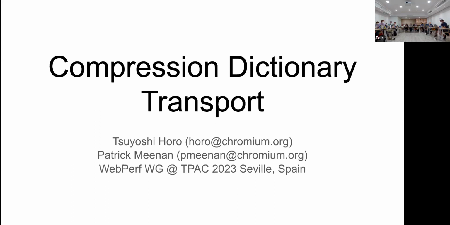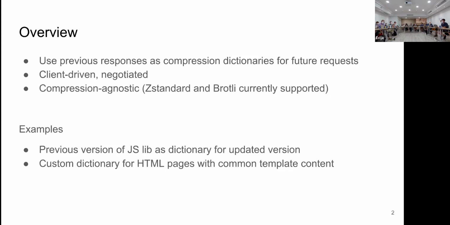Compression dictionary transport. This is a new attempt to use previous responses as compression dictionaries for future requests. This feature is client-driven. That means the browsers have to decide whether to use dictionaries, to avoid leaking information across privacy boundaries. Also, this feature is compression agnostic. The standard Brotli and gzip are currently supported, but new dictionary-aware compression schemas can be adopted in future.